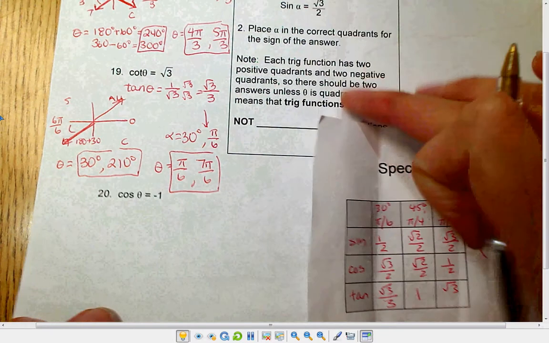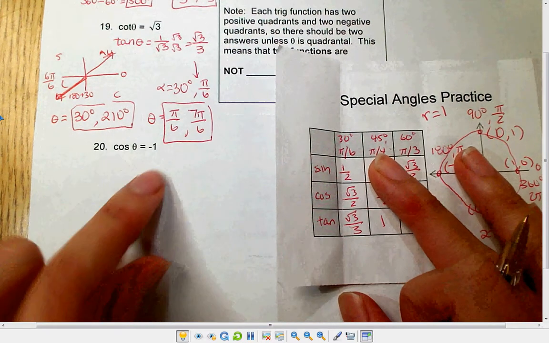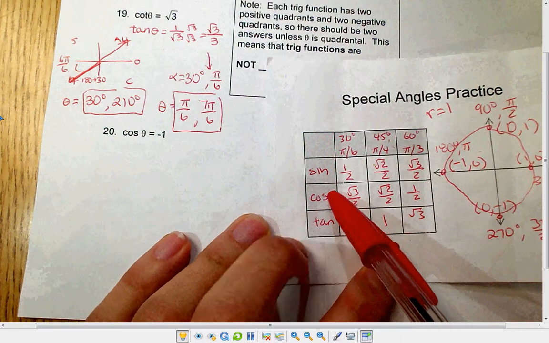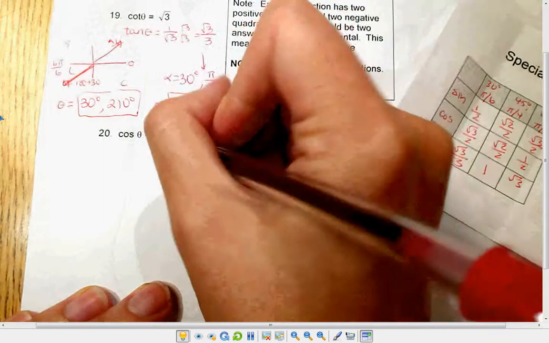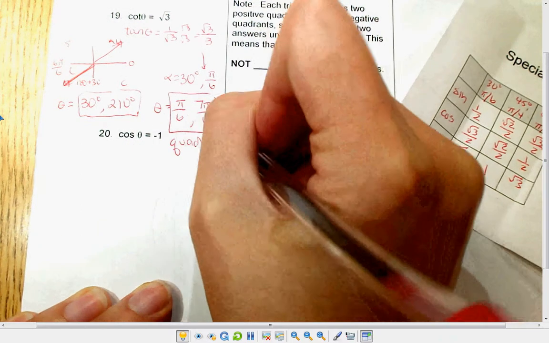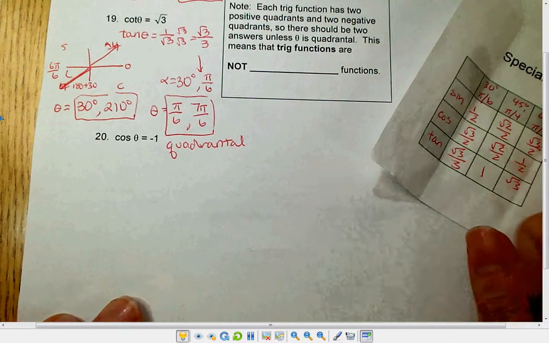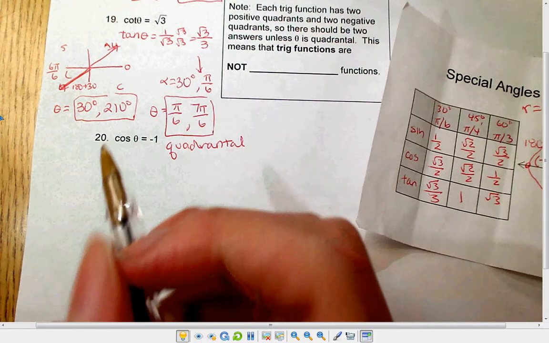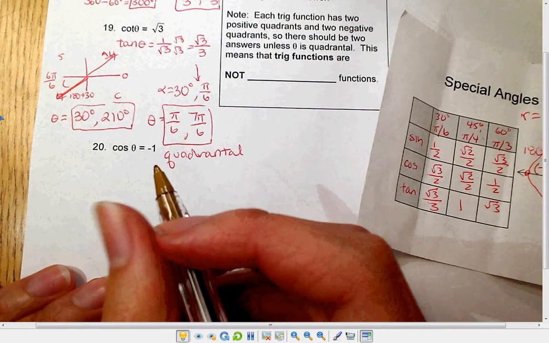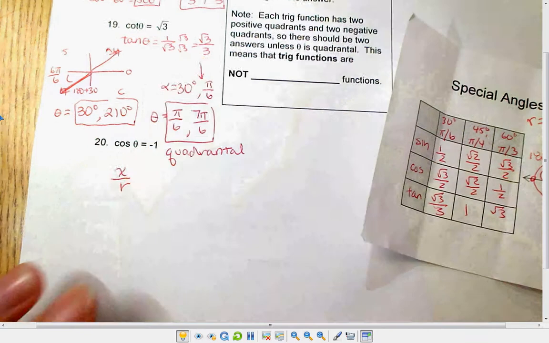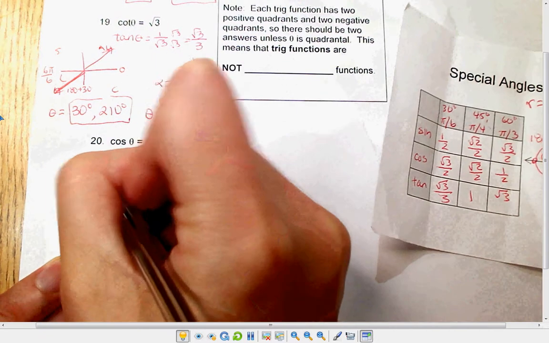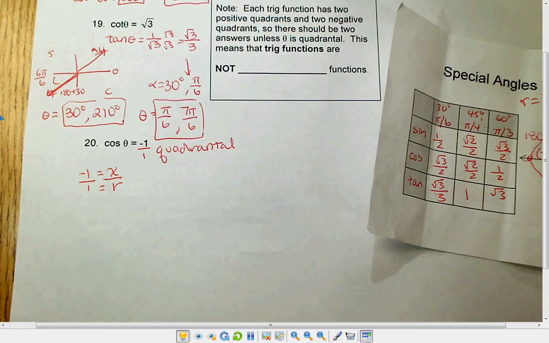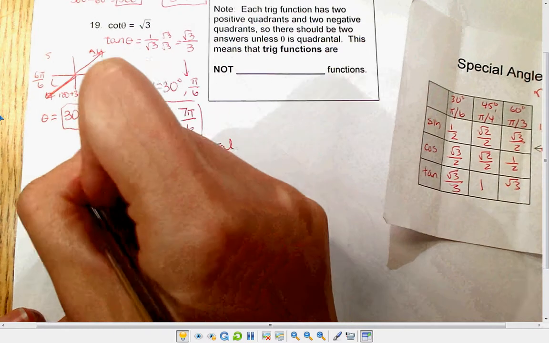Now for number 20, this is one where if you look at cosine equals -1, if you go to your chart and you look at cosine, there is no -1 here. So if it is not in your chart, this is when you know it is going to be quadrantal, which means we will be using our unit circle because it's not in your chart. So when it's quadrantal, we're going to look at our trig ratio. We know cosine is x over r. And if we want cosine to be -1 over 1, that means x is -1, r has to be 1 because r is always positive. So we're looking for when is x equal to -1.